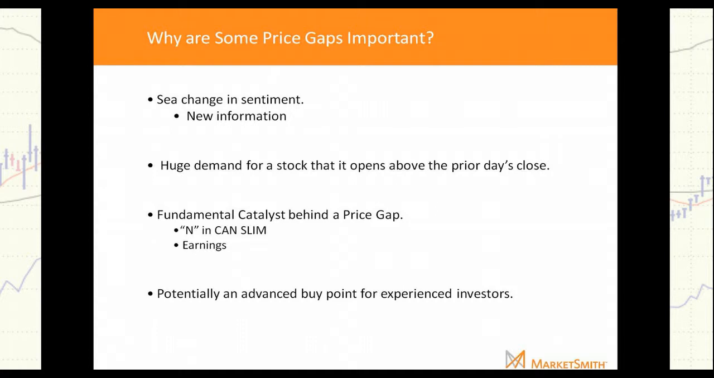When the analysts go in there, they run their models, they enter the new numbers in, and the target price is much higher. So there's either the N in CAN SLIM, something new has come out with technology or a new sale or something, and a lot of times, once again, it's on that earnings report.